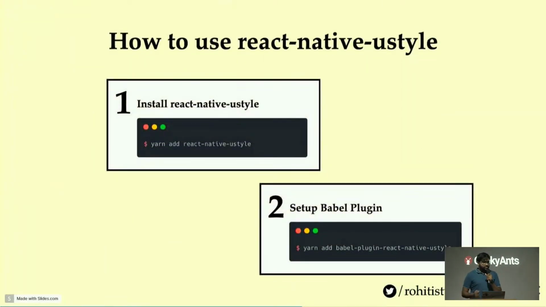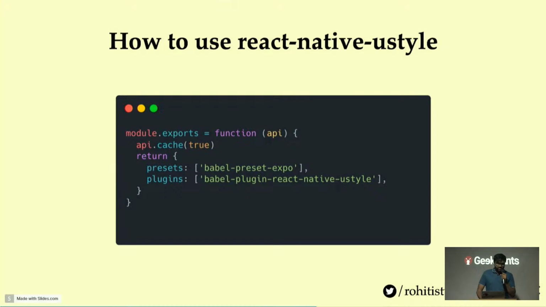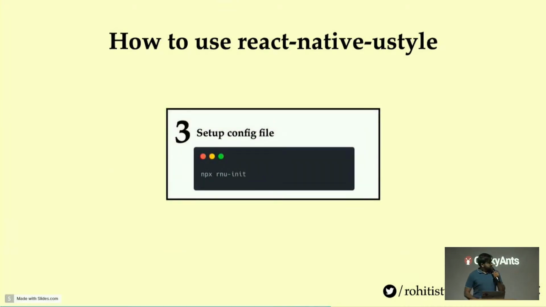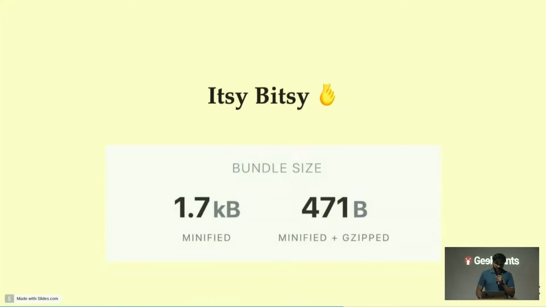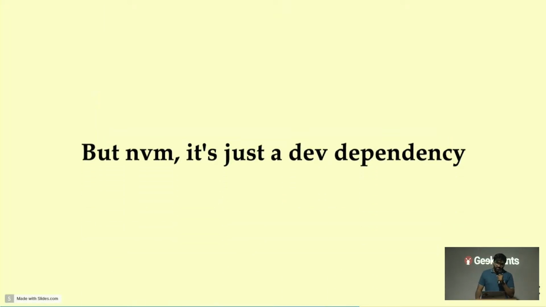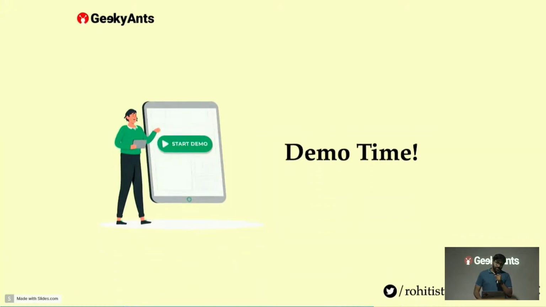So how to use it? It's a simple three-step procedure. Just install React Native Use Style and set up the Babel plugin. Mind you, install both of them as dev dependencies, and then this is how you can include the Babel plugin. And then to set up the config file, just run npx rnu init. And the sweet thing is it has an extremely small bundle size, which you don't have to care about because everything is just dev dependencies, so everything will be removed from your application. So it's demo time. I'll quickly show how you can use it.